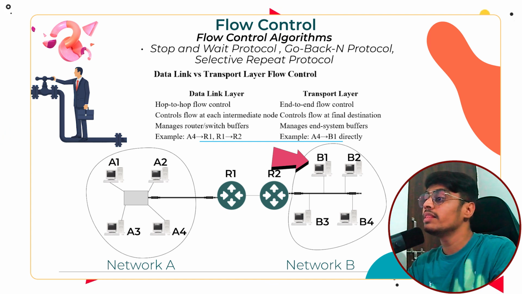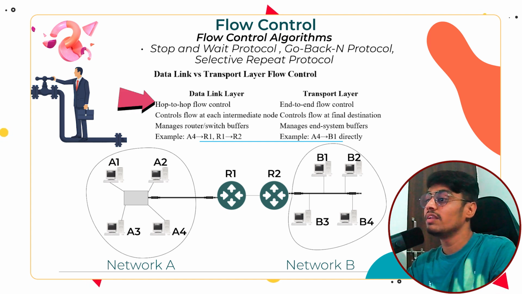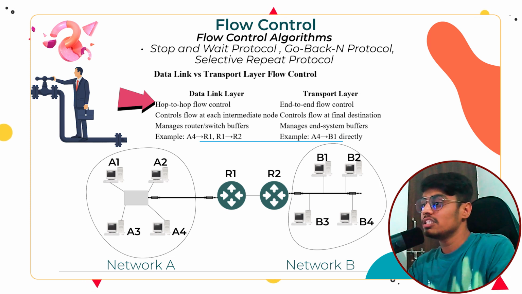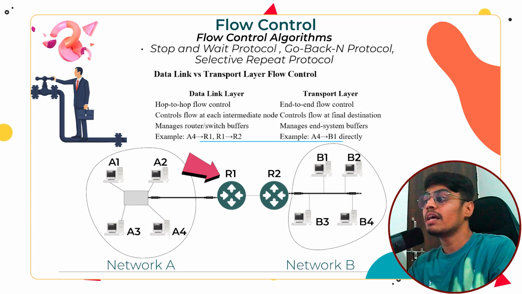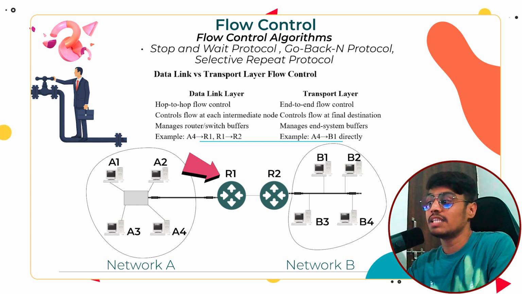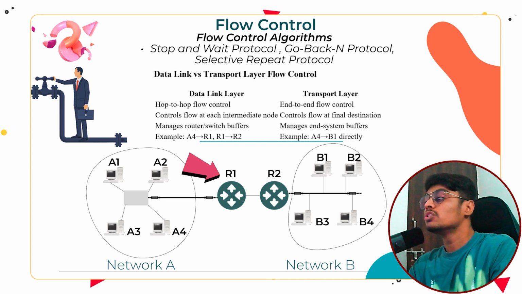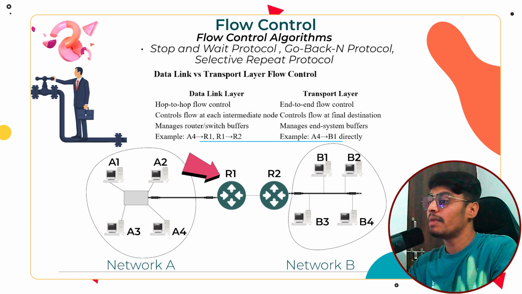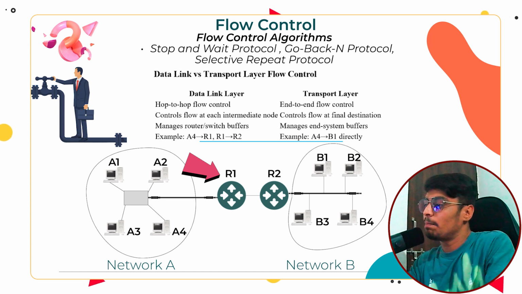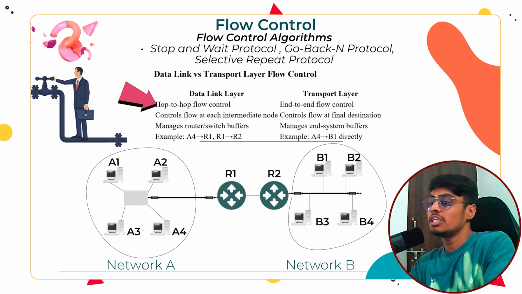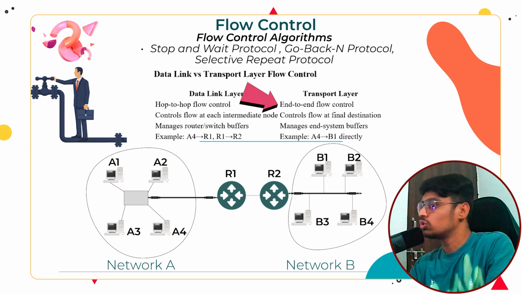But how will this message reach B1? It will reach hop by hop. So what is the data link layer doing here? When a message from A4 reaches R1, what is the capacity of R1? How many messages of what size can R1 accept? Here the flow control of the data link layer helps from node to node and not directly from source to destination. So this is the most important point which many students miss. Flow control happens at two levels: the data link layer controls flow at every individual hop, and the transport layer controls flow from the direct source to destination.